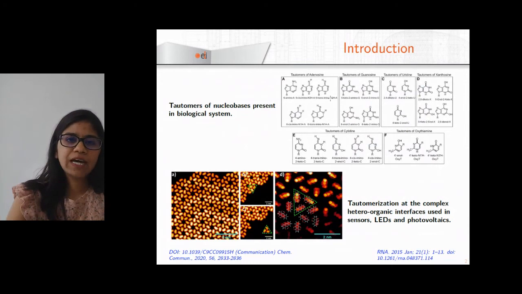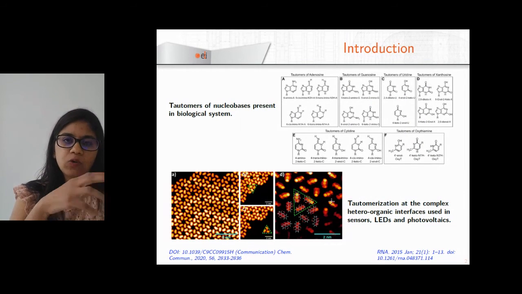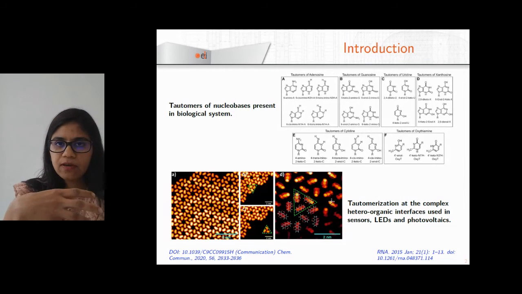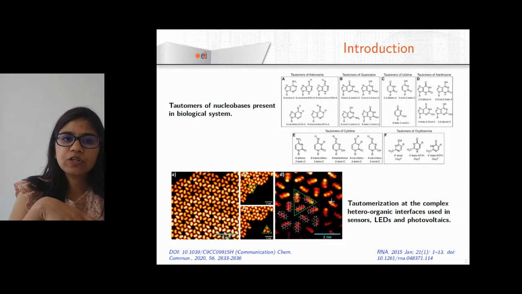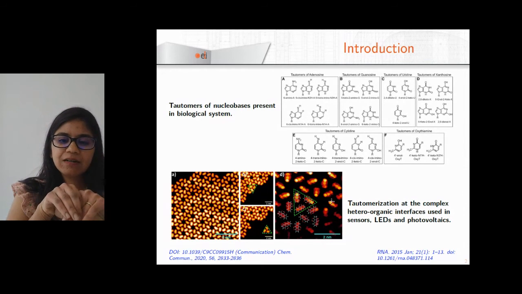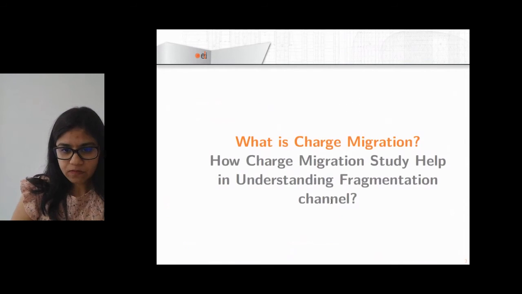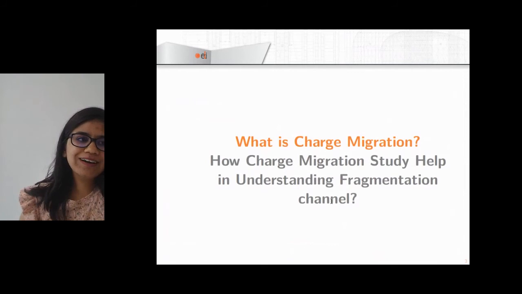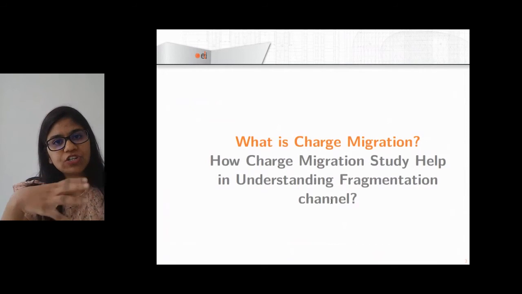It's not limited only to the biological system. If you see a heteroorganic interface, which is very common now because of our flexible devices, the new Samsung phones or the LEDs, photovoltaics, or even sensors, we see that with this heteroorganic interface, we also see tautomerization. So if the tautomerization is happening, then is it true that it can affect the charge migration process? And if it affects the charge migration process, then we should be concerned because it can affect the overall efficiency of the device. Before I move forward to the talk, I would like to introduce what is charge migration.